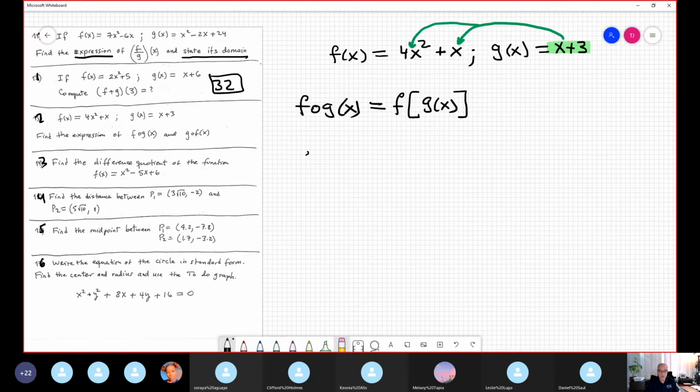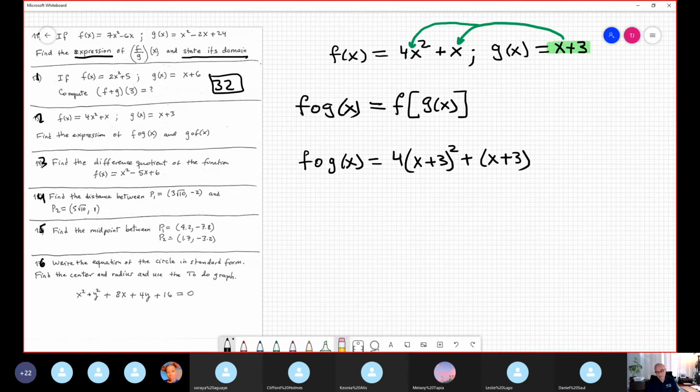Therefore, F composition G is equal to 4, where 4 is the coefficient. So no x anymore, it's x plus 3, squared, plus no x anymore, it's x plus 3.